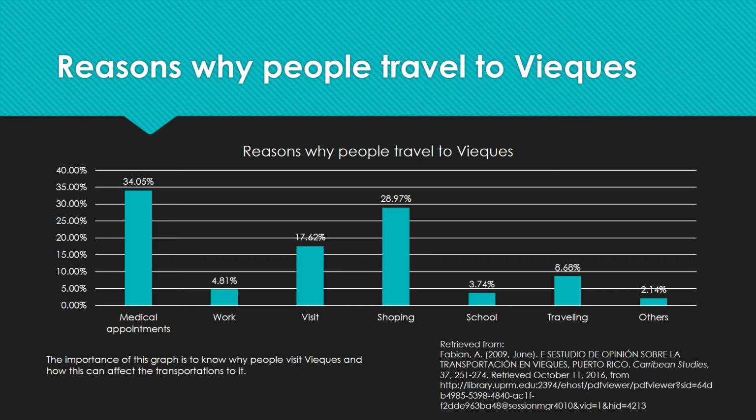And this table shows you the reasons why people travel to Vieques, to know how many people travel and why they travel. The major reason is medical appointments. I didn't know that. It's very interesting. So many people travel to Vieques because of medical appointments. The second reason why people travel to Vieques is shopping. The third one is to visit. Then comes traveling, work, school, or others. So this is why many people travel to Vieques, and it's very important because that's how we know how many people are in Vieques and why they travel.